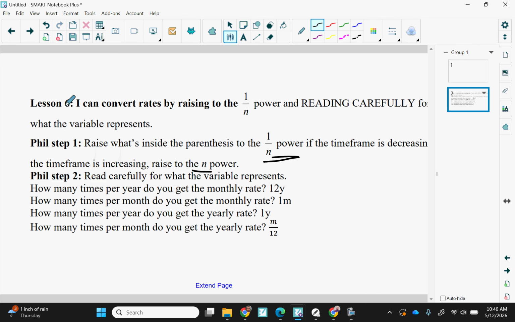Hi, everybody. I can convert rates by raising to the 1 over n power and reading carefully for what the variable represents. We want to raise what's inside the parentheses to the 1 over n power if the time frame is decreasing, or the n power if it is increasing. As long as you follow fill step 1, fill step 2, we're good.